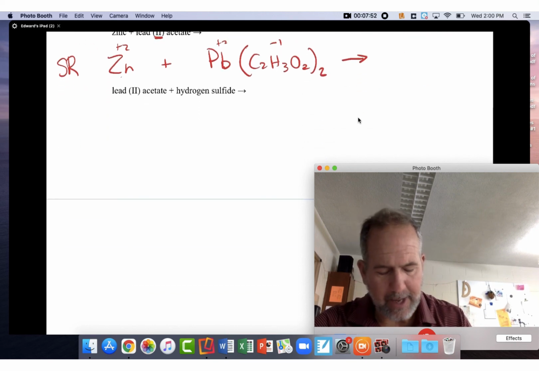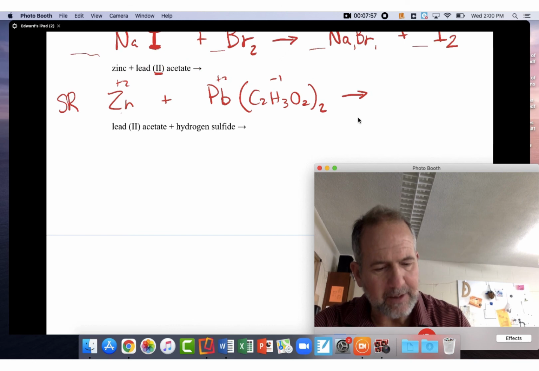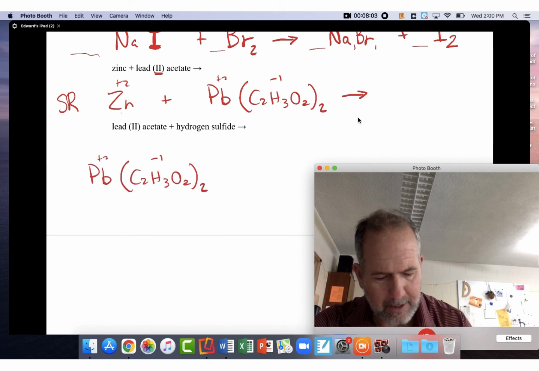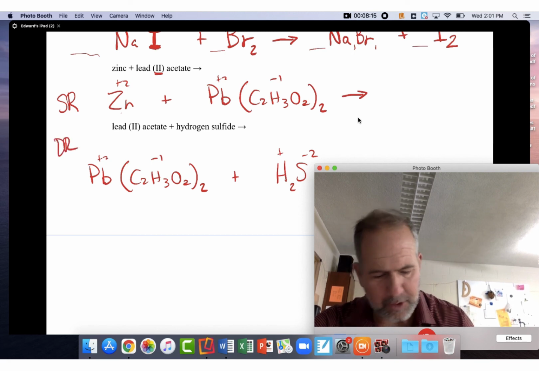Okay. And last but not least, we have lead acetate. Hey, it's the same exact thing, right? Lead acetate. This time it's plus hydrogen sulfide. So H is plus 1, sulfide is minus 2. We need a 2 right there. There's our line. Look at that double replacement reaction. And so you're going to switch couples.